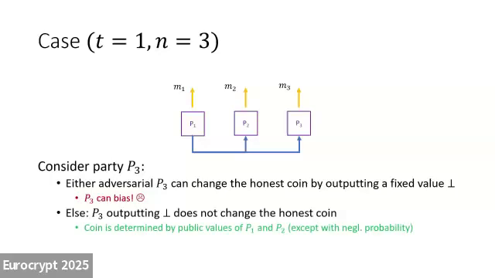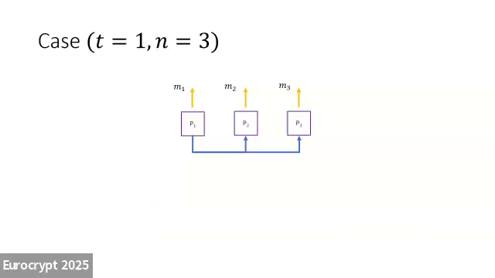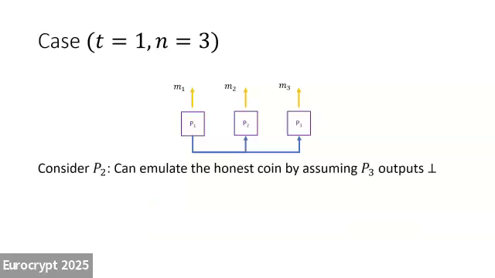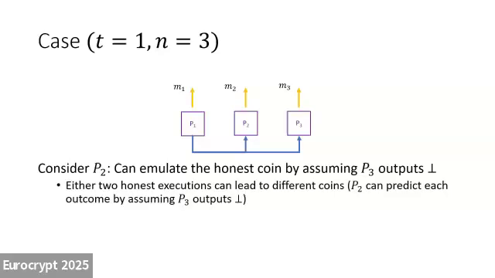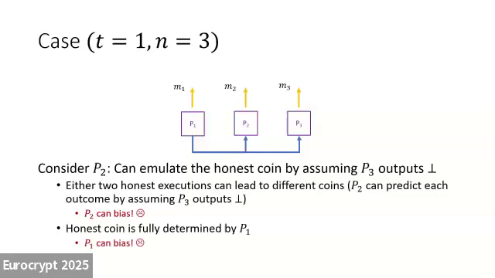Okay, so what is happening in this case? In this case, the coin is actually determined by the public values of P1 and P2, except for some negligible probability. Okay, that's good. But now what happens to P2? Now P2 actually knows that it can emulate the honest coin by simply considering P3 that aborts the protocol. And so either 2 honest executions of P2 can lead to 2 different coins, and P2 can predict the outcome by simply thinking that P3 outputs bottom. In this case, P2 can again bias. Or basically, the honest coin is fully determined by P1. This is obviously also not good, because then the adversary can simply corrupt P1.